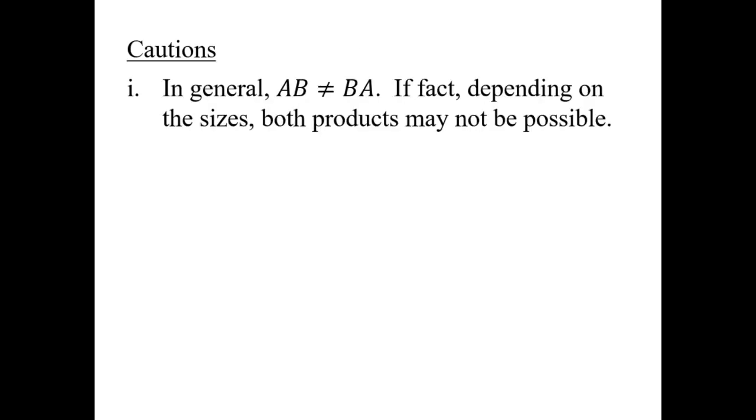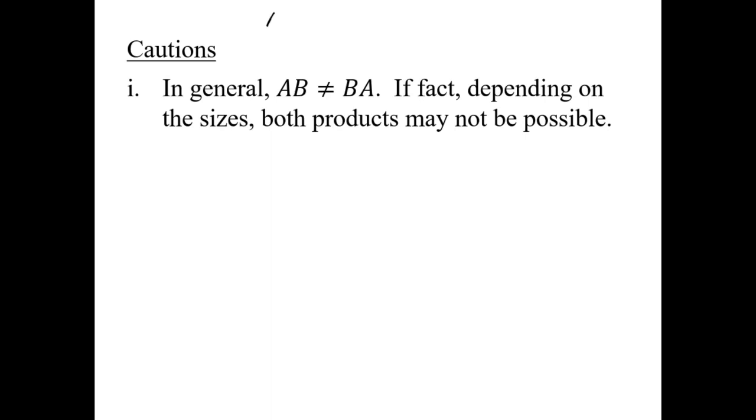To summarize here, in general, A times B is not the same as B times A. In other words, there is no commutative property for matrix multiplication. And not only do we not get the same answer, sometimes if you switch the order, you may not even be able to do the problem.